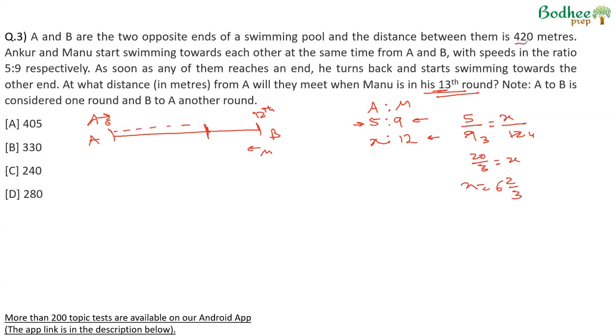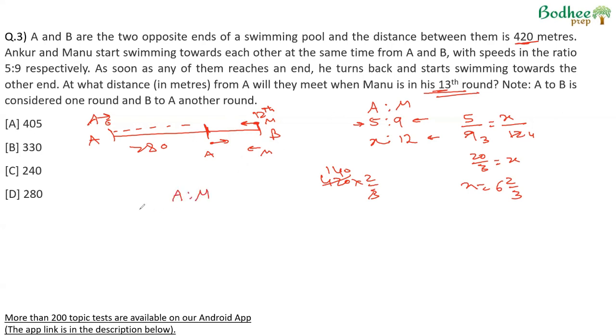Because the distance between A and B is 420, 2/3 of 420 will be 280. So when Manu finishes his 12th round, Ankur is at a distance of 280 meters from A. Now they start moving towards each other. 140 distance is there. This distance has to be covered and the ratio of speed is 5:9.